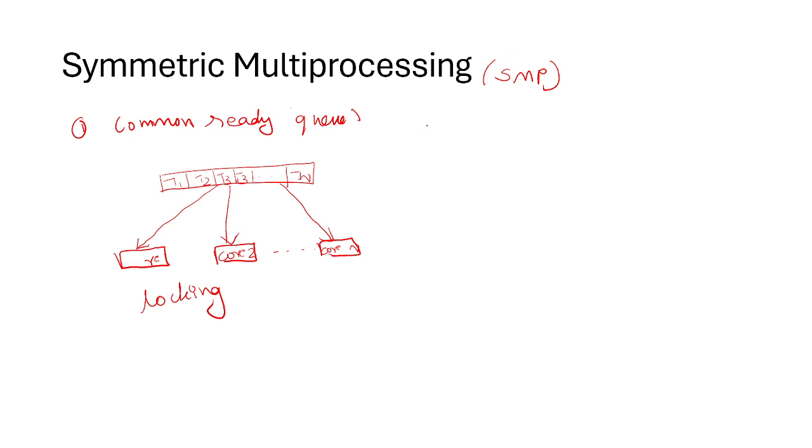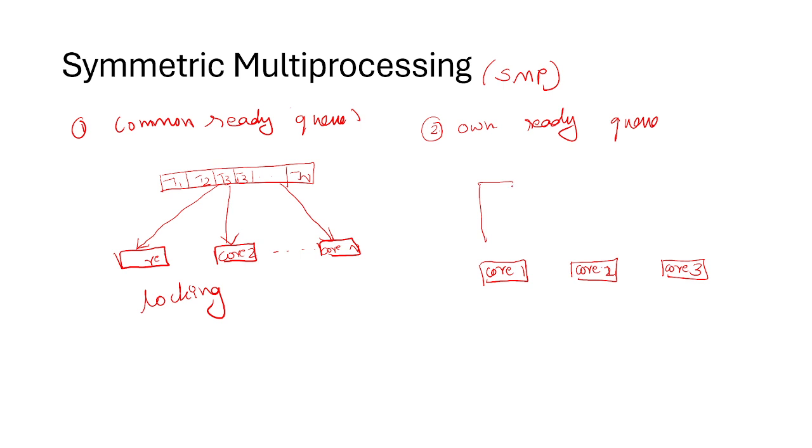The second technique is that each processor has its own ready queue. Each processor is attached to its own ready queue. Consider that we have three processors: this is core 1, this is core 2, and this is core 3. Each processor is attached to its own ready queue. Consider this is the ready queue of processor 1.